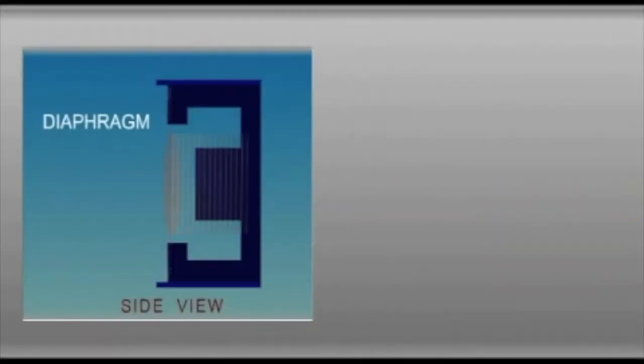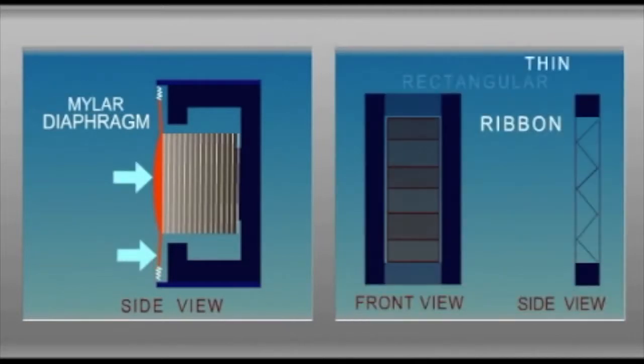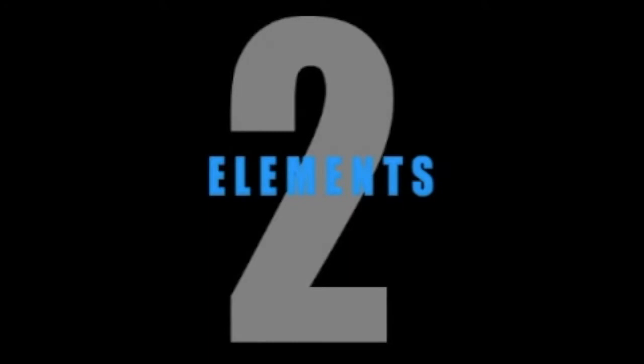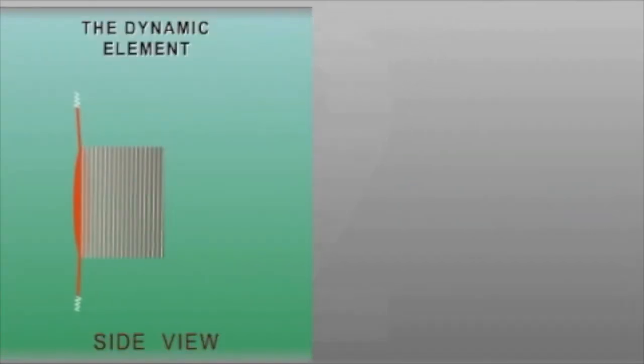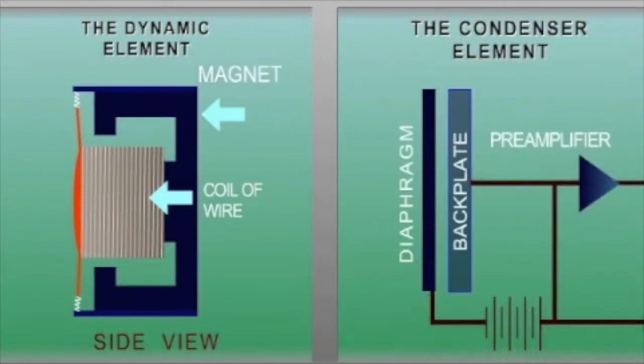The two most common types of membranes are the diaphragm and the ribbon. The diaphragm is typically a round, thin piece of mylar. The ribbon is typically a thin rectangular piece of foil that is corrugated to provide rigidity. There are two main types of elements as well, the dynamic and the condenser. The dynamic element is composed of a coil of wire suspended in a magnetic field. The condenser element consists of a capacitor which is tied to an internal amplifier circuit.